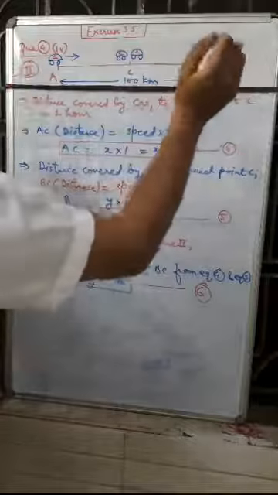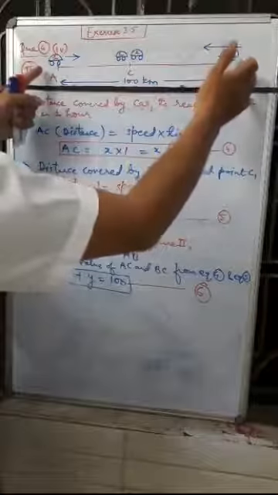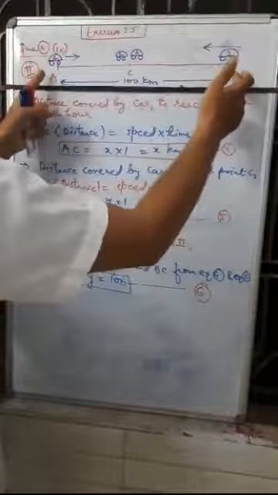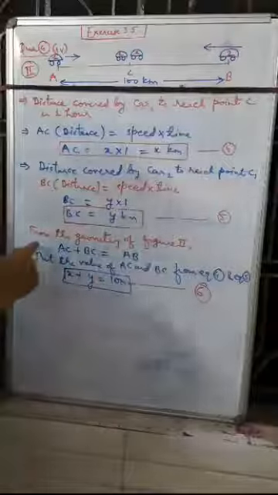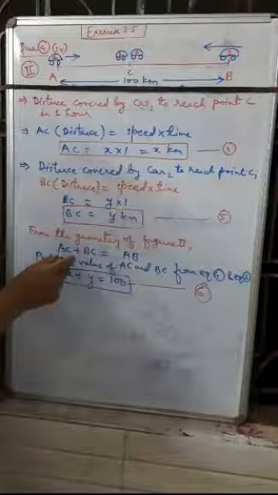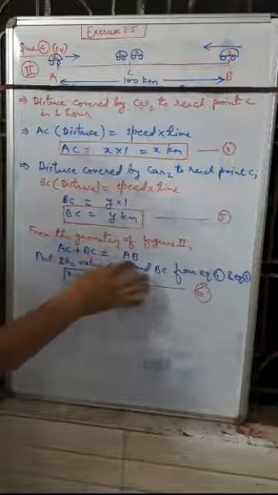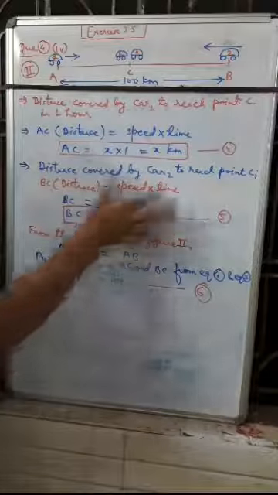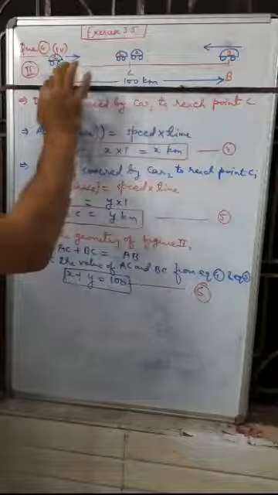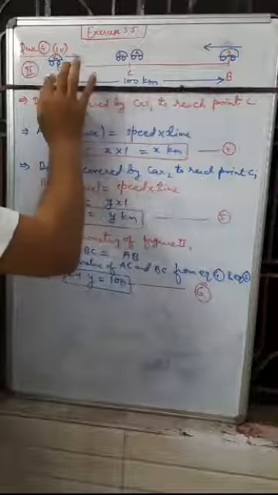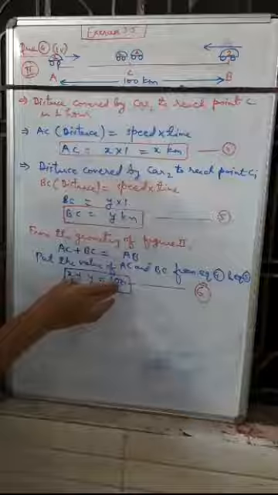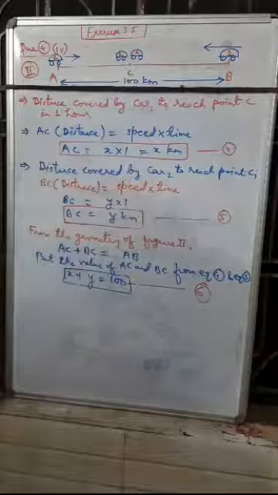So according to the second diagram, AC plus BC is equal to the complete length AB. From the geometry of the figure, we have written AC plus BC is equal to AB. AC is equal to x, BC is equal to y, and AB is equal to 100 kilometers, the distance between the two points A and B. So we got another equation, x plus y is equal to 100.